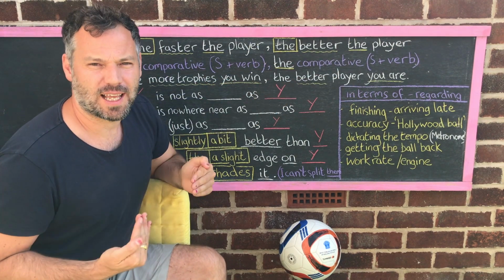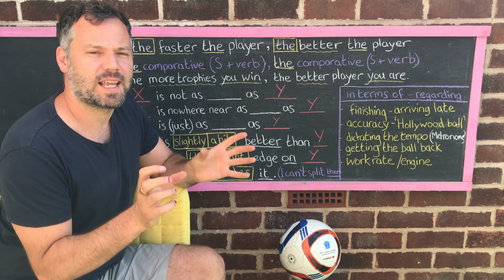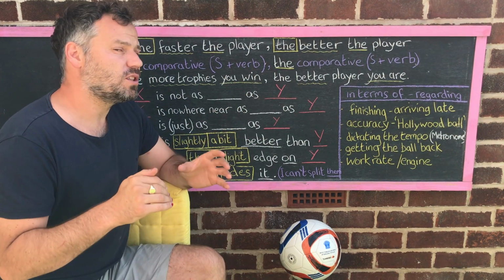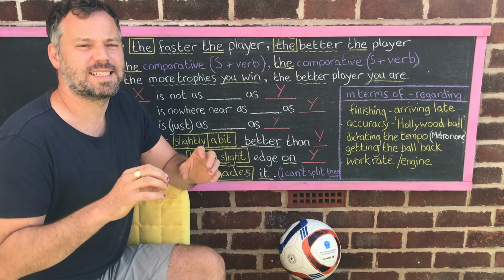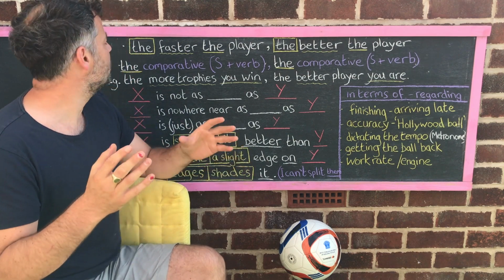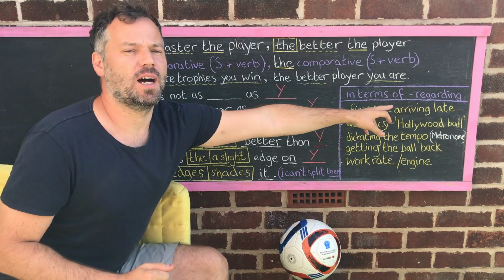But I don't think that, really. The faster the player, the better the player. It's just a simple way of saying something. If you want to add more information, so some people think maybe Paul Scholes is a better player because the more trophies you win, the better player you are.